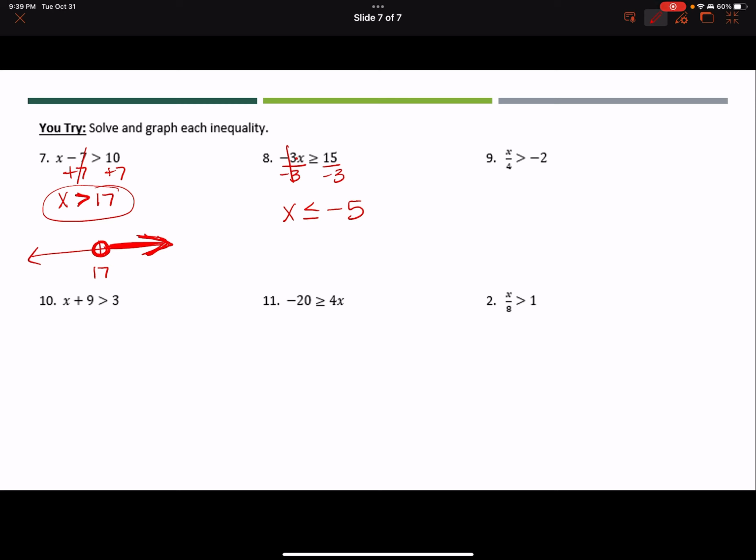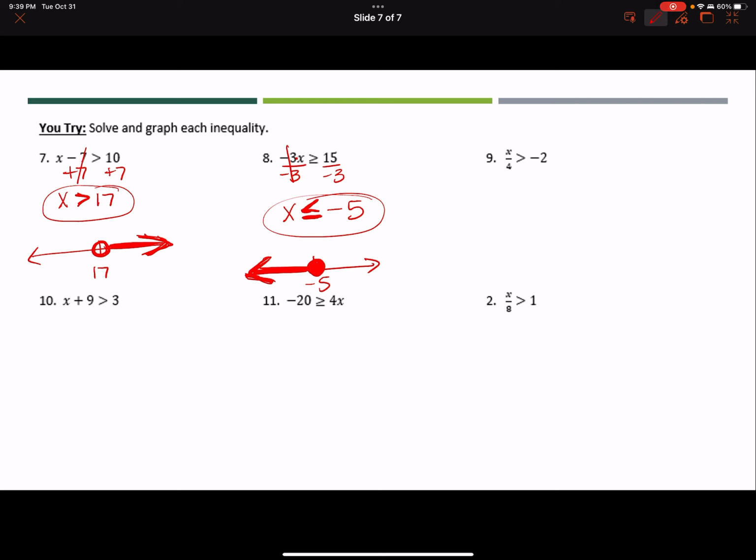And so here's -5. Because of this or equal to part, remember we got a closed circle, so we just write the circle and color it in. The x is on the left, and so the arrow is pointing in this direction, so I'm shading in this direction.